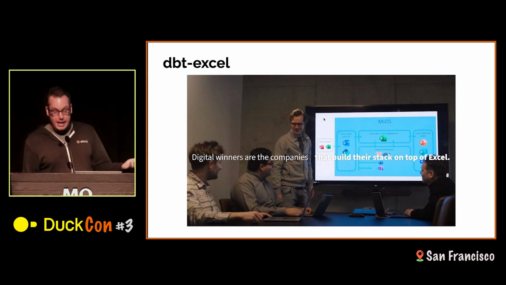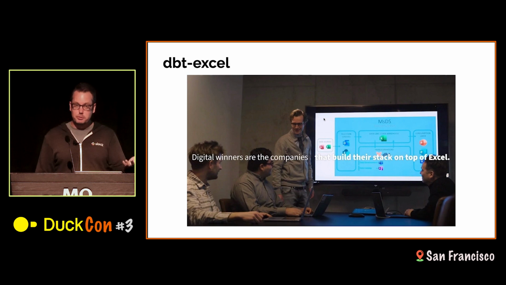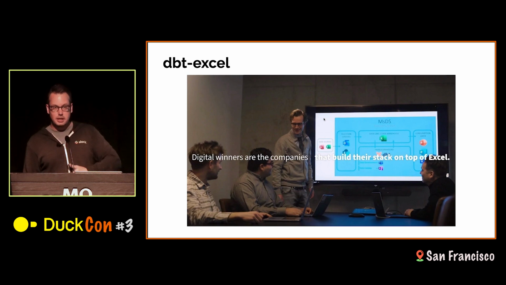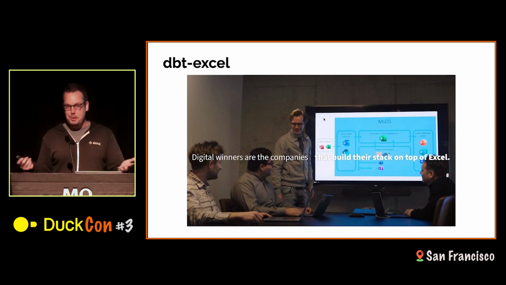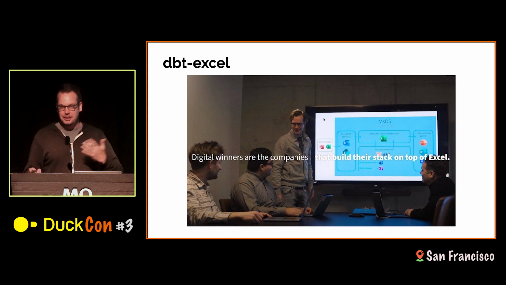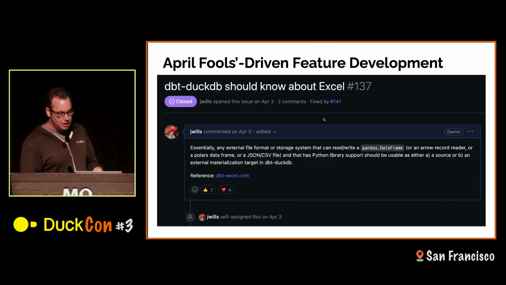And most fun, they actually wrote the DBT Excel adapter for real. They took DBT DuckDB, forked it, and made it support Excel instead. And I love the idea. I love the joke. We're not super funny, obviously, so this was kind of fantastic.